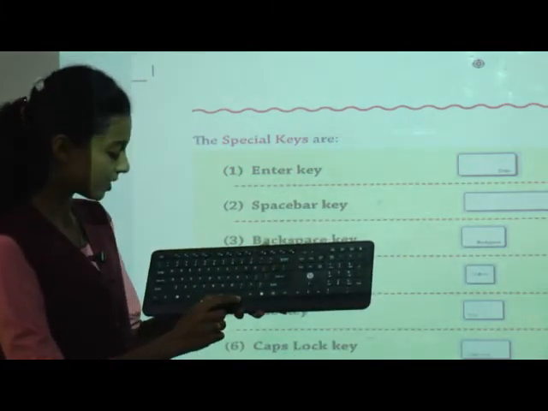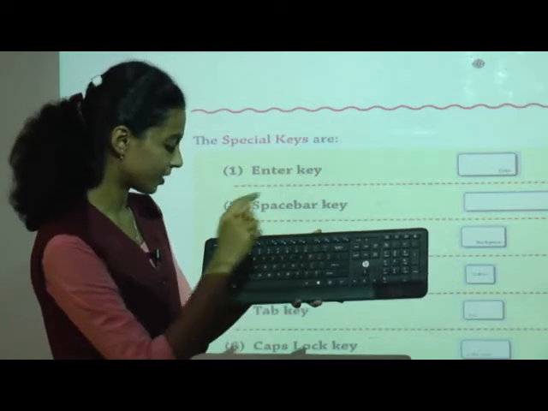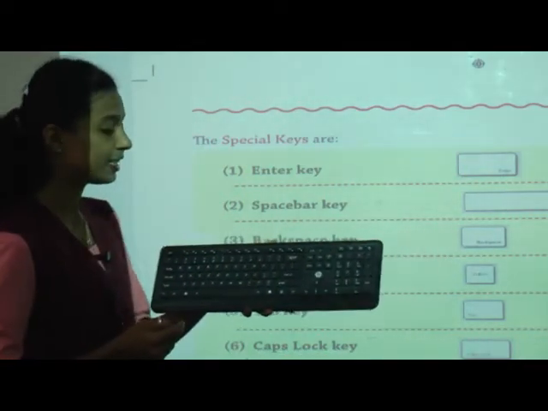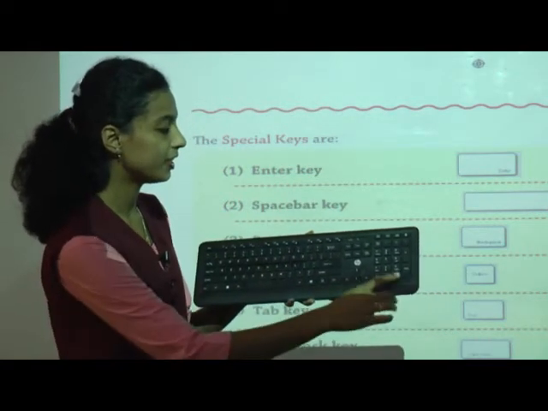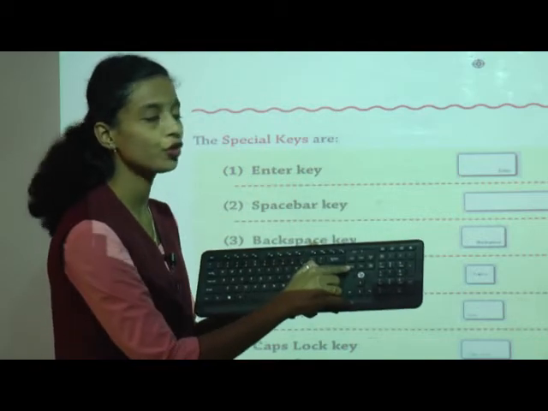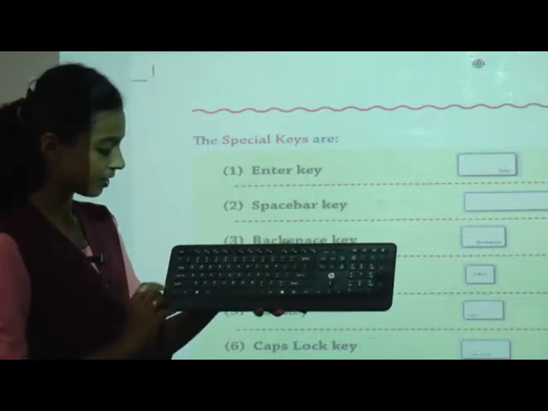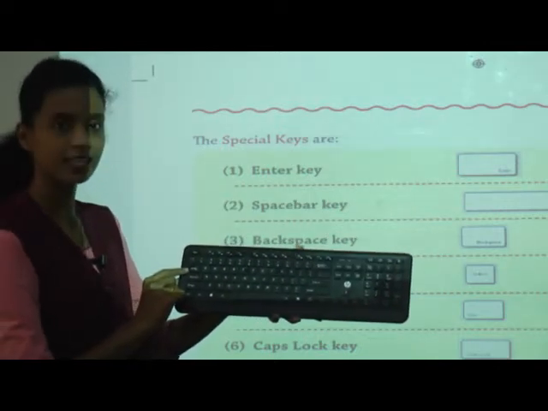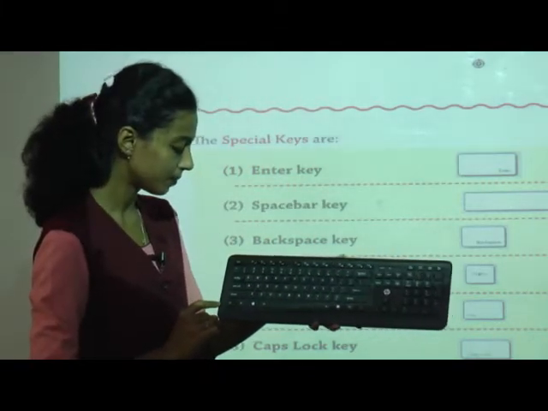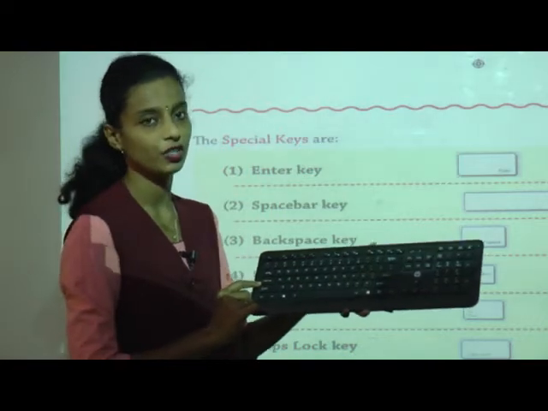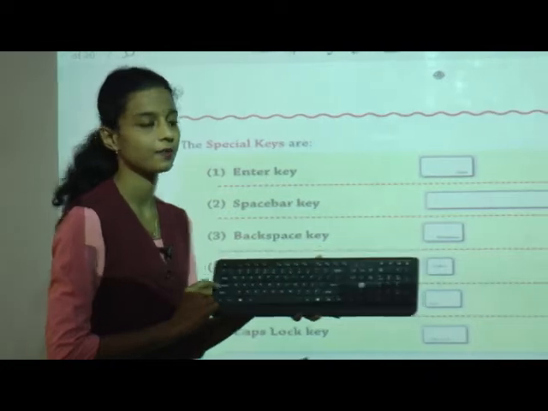Next is the backspace key. Where is the backspace key? Yes, here is the backspace key. Right? Now next is which key? Delete key. Where can you see the delete key? The delete key is here and here also. If you want to delete, then we use the delete key. Next, tab. Where is the tab key? The tab key is here. Right? Next, caps lock key. Where is the caps lock key? Here is the caps lock key. We saw the function of these keys, what is the use of those keys we studied.